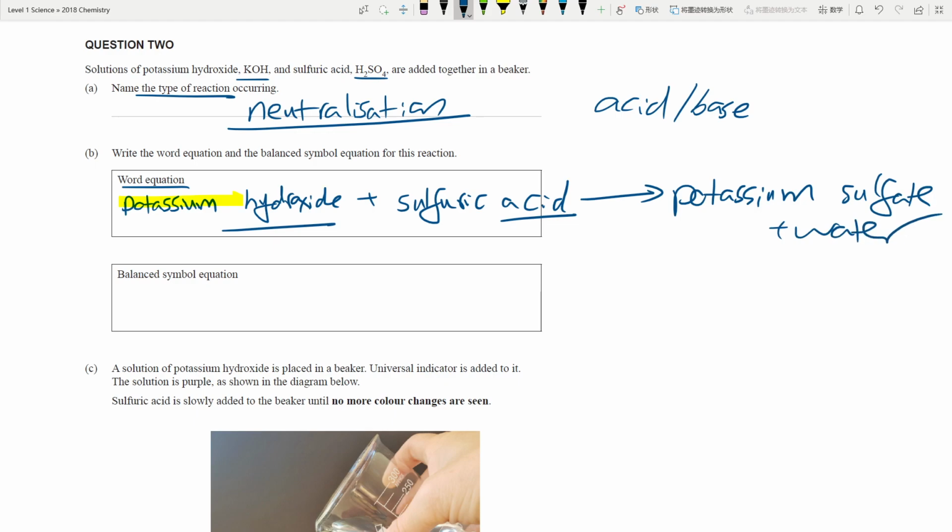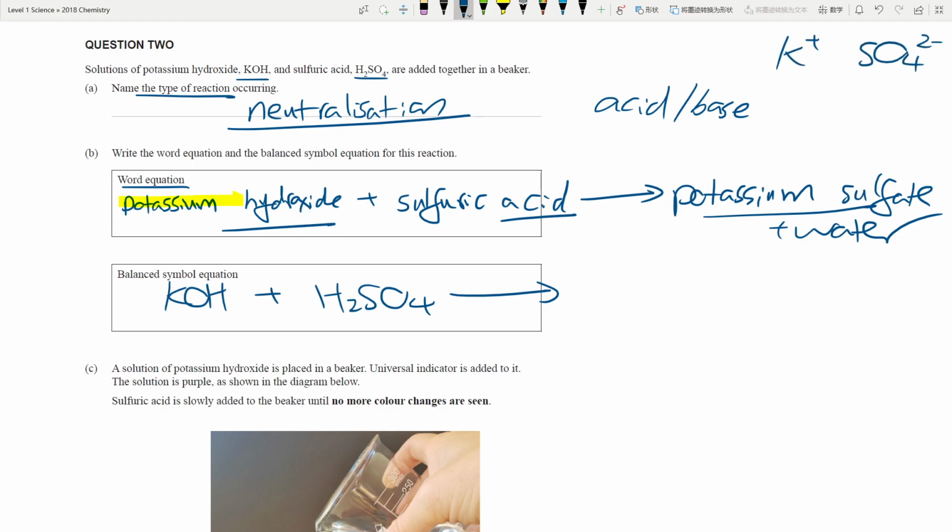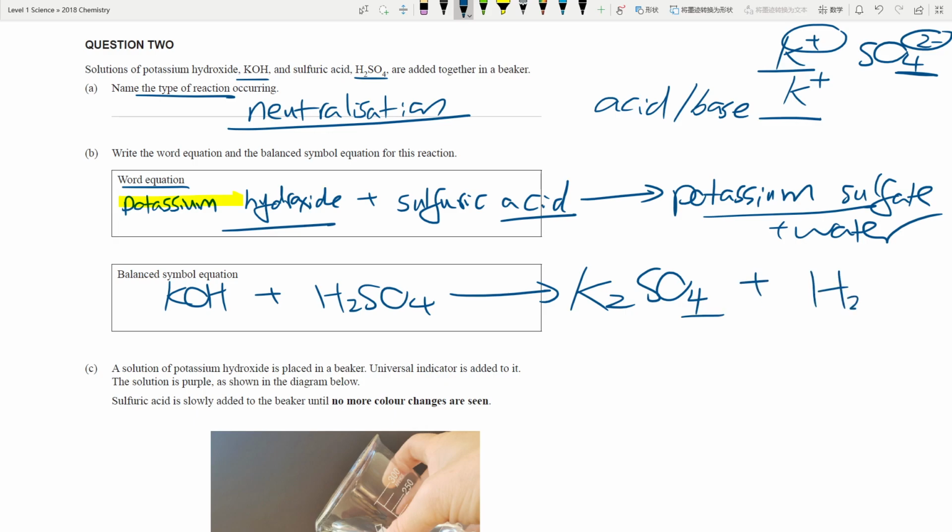How do we get merit? Potassium hydroxide is KOH, sulfuric acid is H2SO4, and then what do they become? They become potassium sulfate. Potassium is K+, sulfate is SO4 2-. That's 1+, that's 2-. I need another plus to balance the charge. That's 2 pluses altogether, so it's 2 Ks and 1 SO4. Don't delete these numbers at the bottom, okay? They have nothing to do with the charge. Keep them with the whole thing. What is water? That's H2O. Now if you've done that, you got a merit.